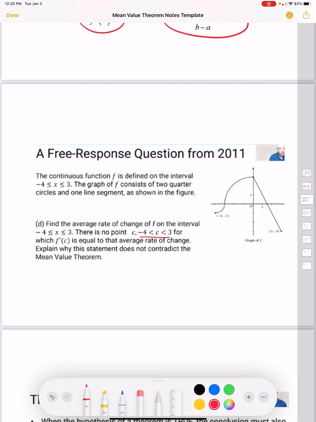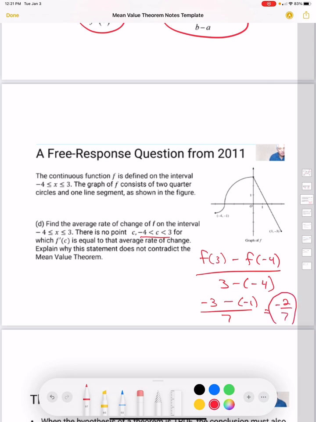All right. Well, the average rate of change is going to be f of 3 minus f of -4 all over 3 minus -4. And so f of 3 is, according to our graph here, negative 3, minus f of negative 4, which is negative 1, all over 7. So this is negative 2/7. So we have found the average rate of change. Okay, we got that done.